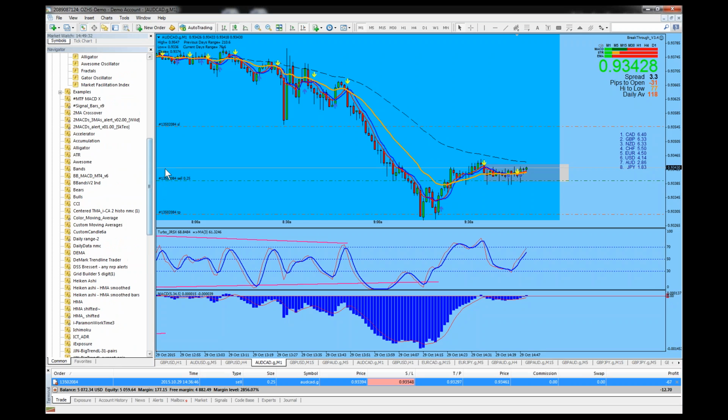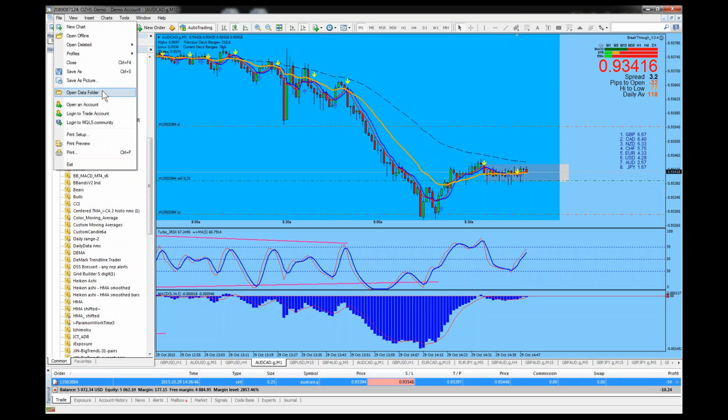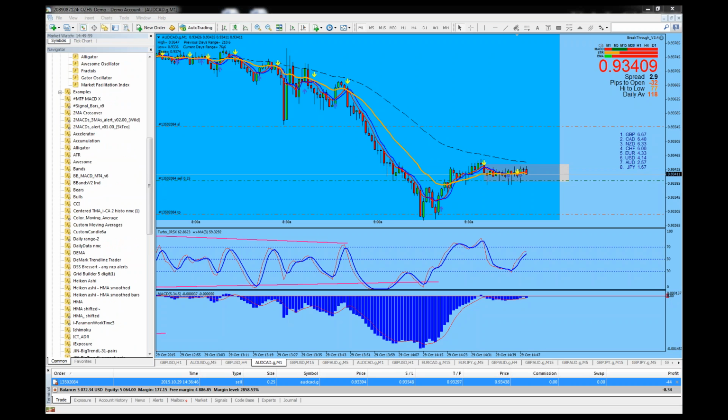It might be in a different broker. Let me just check this other folder here. Deep bar, is that it? I think it's this one. Copy. File. Open data folder. Paste. Deep bar indicator. I think this is the one that does a B band.